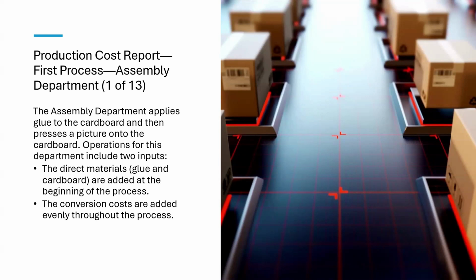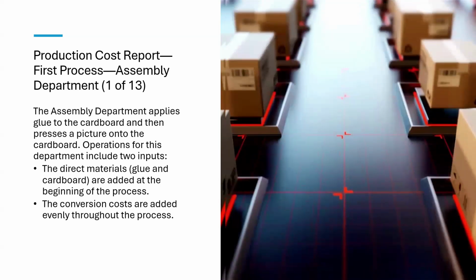The assembly department applies glue to the cardboard and then presses a picture onto the cardboard. Operations for this department include two inputs. You have the direct materials, which are the glue and cardboard, and they are added at the beginning of the process. The conversion costs are added evenly throughout the process.